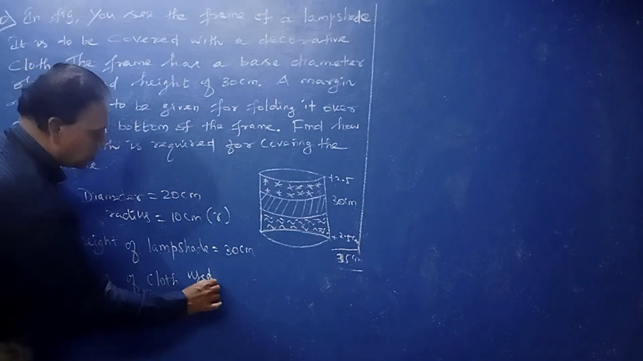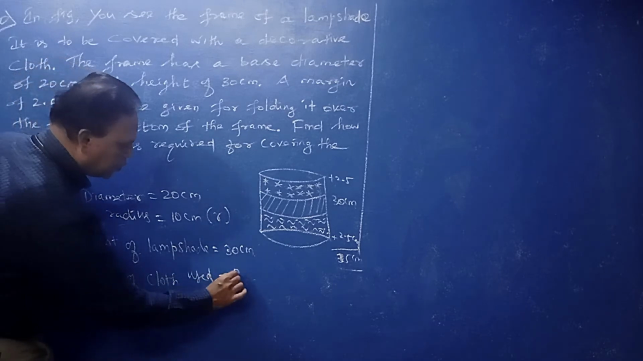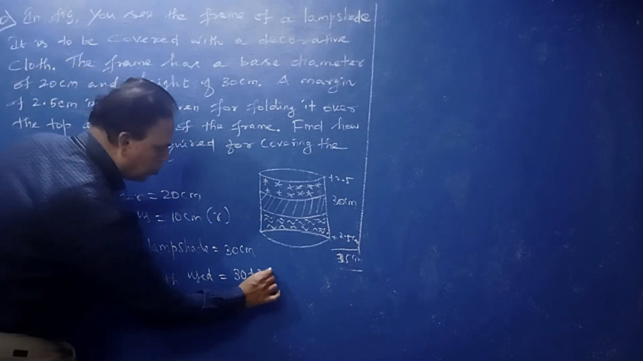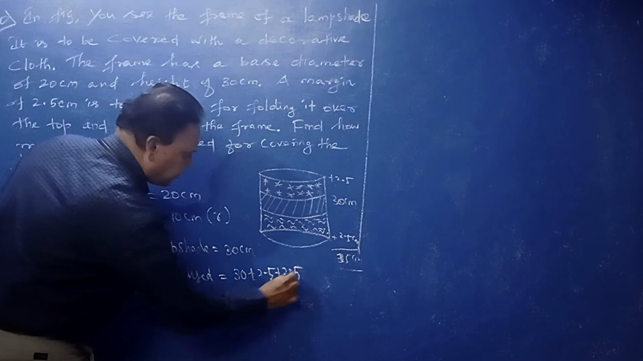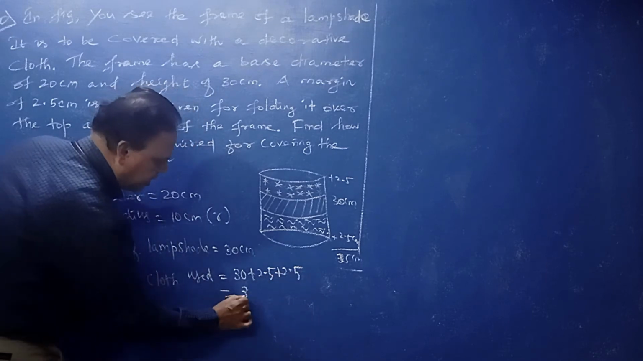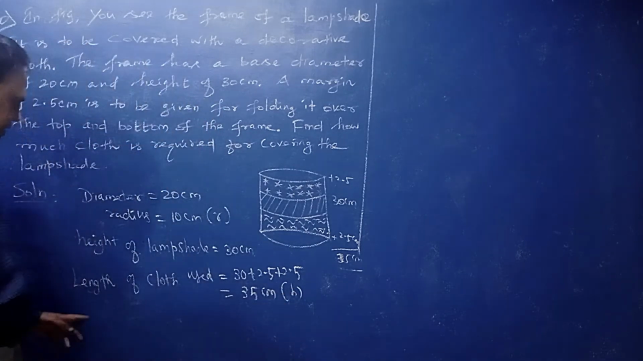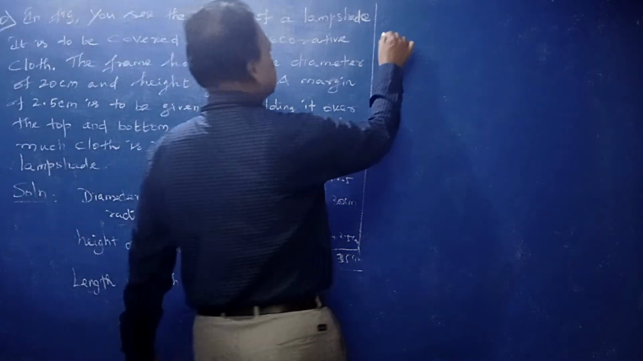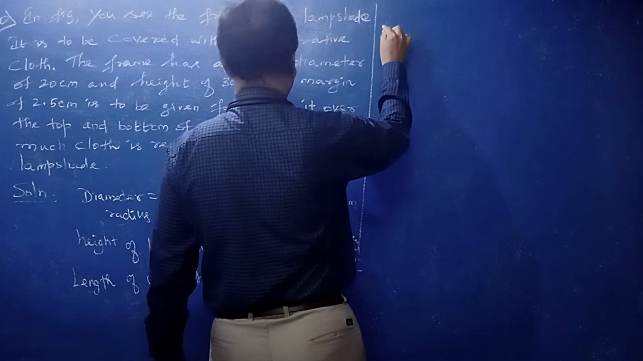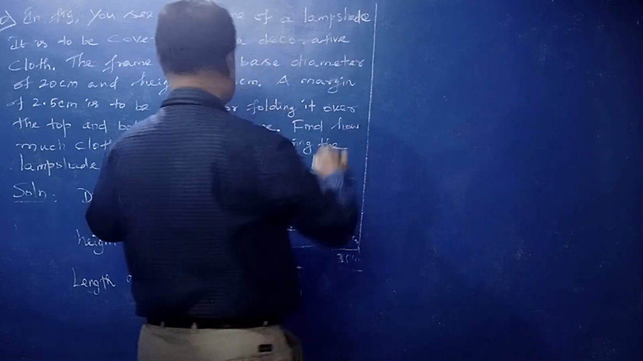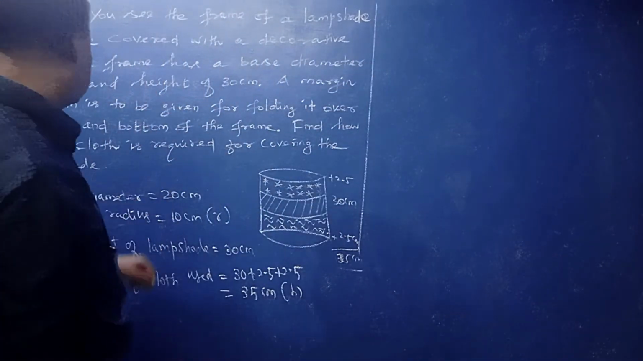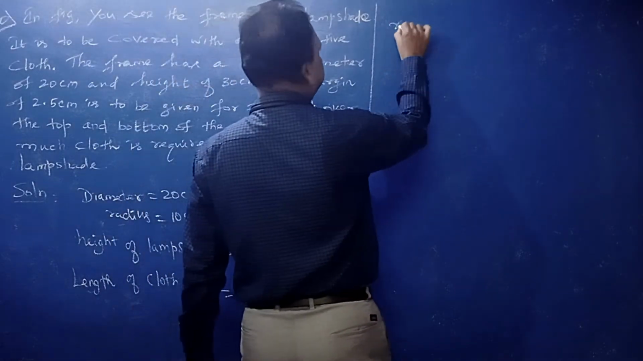Cloth used is equal to 30 plus 2.5 plus 2.5, that is equal to 35 centimeter. Right? Okay. This one you have to take as height. Now find out the curved surface area. What they ask you is, find how much cloth you require.